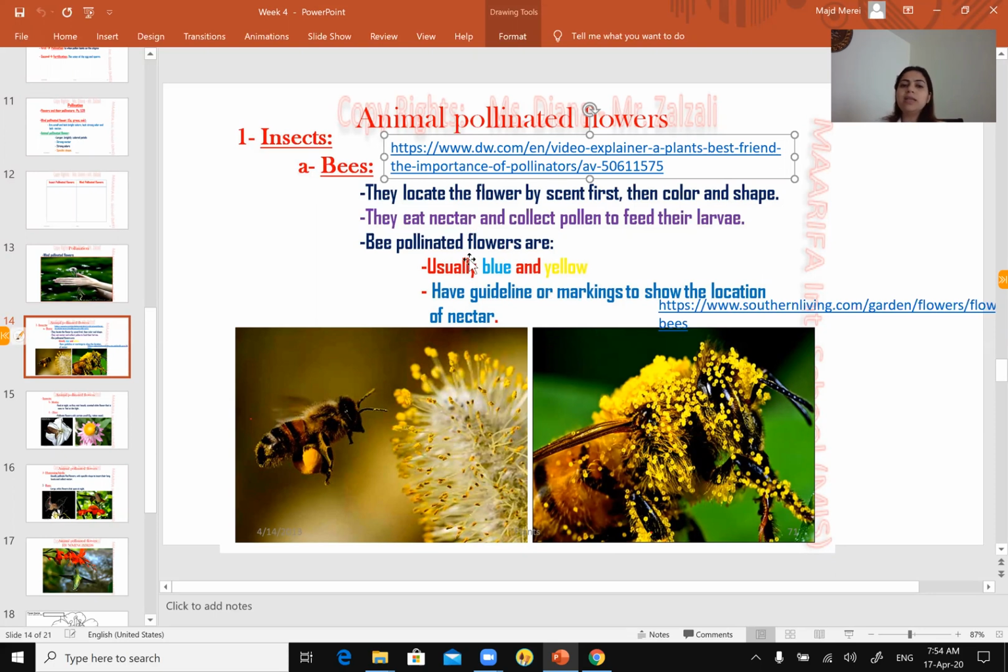While they are eating the nectar, they will collect pollen, okay? To feed their larvae and collect pollen. Now, the bee pollinate the flowers. They usually like which colors? They like flowers with the blue colors and yellow colors. These flowers have guidelines, markings that show the location of the nectar.